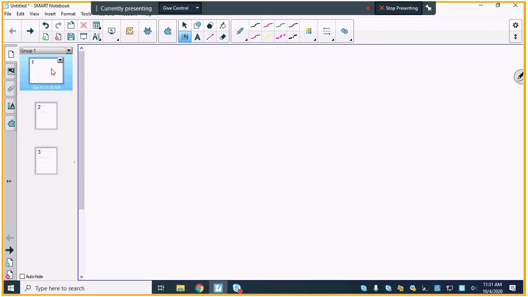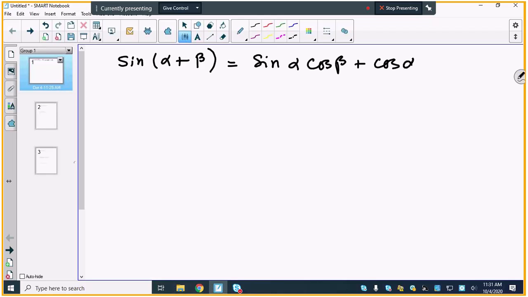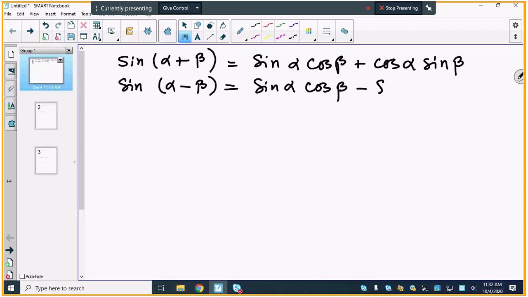So let's first talk about some of the formulas that we have seen in the addition and subtraction rules for trigonometric functions. Remember, if I have sine of alpha plus beta, then that can be written as sine of alpha cosine of beta plus cosine of alpha sine of beta. Whereas if I have sine of alpha minus beta, then I can write it as sine of alpha cosine of beta minus cosine of alpha sine of beta.